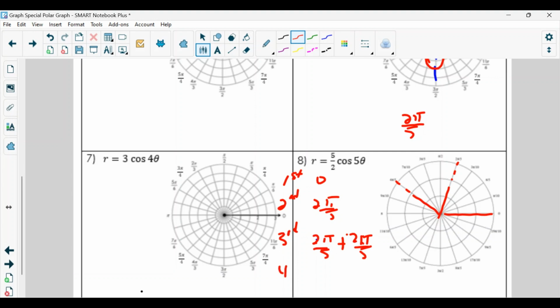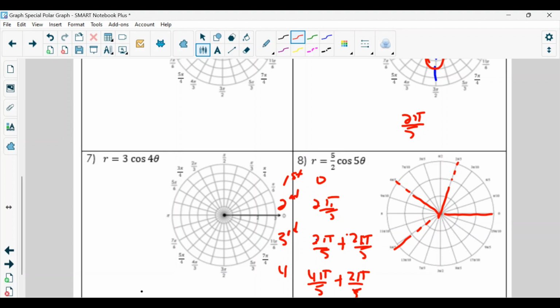And you see that the fourth one is just going to be 4 pi over 5 plus 2 pi over 5. That's just 6 pi over 5. All right. And that is 6 pi over 5 right there.